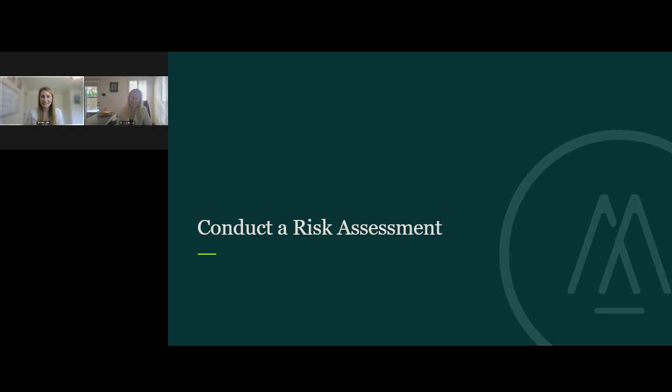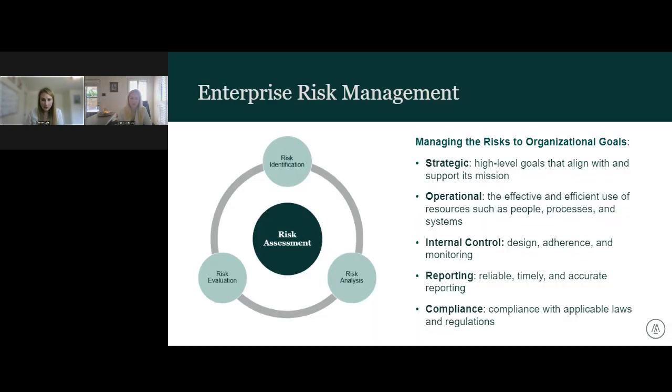All right. So now we're going to talk about conducting a risk assessment. Here we're going to talk about two different types of assessments, one that relates to your entire organization, and the other that relates to internal controls specifically. First, we're going to start out by talking about enterprise risk management, which really focuses on evaluating and mitigating the risk that your organization is unable to achieve its goals and objectives.